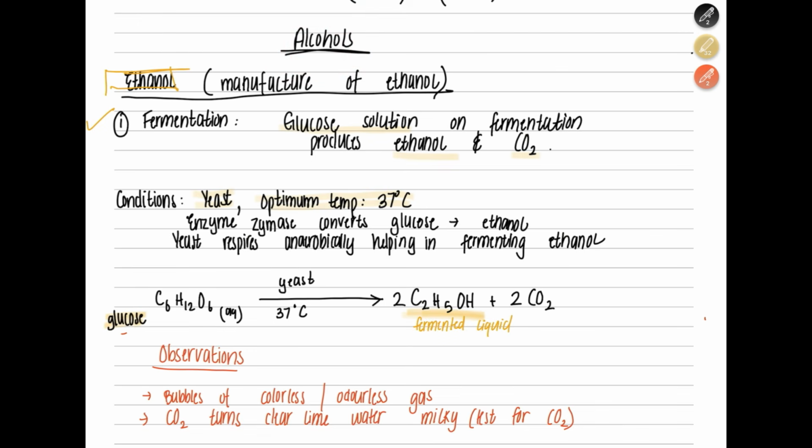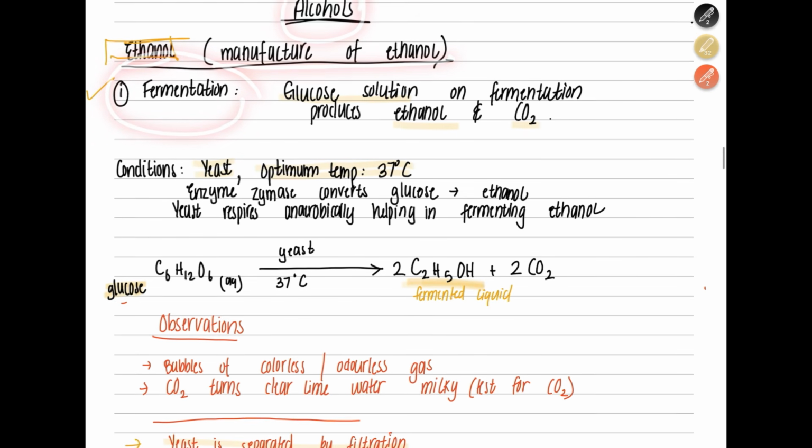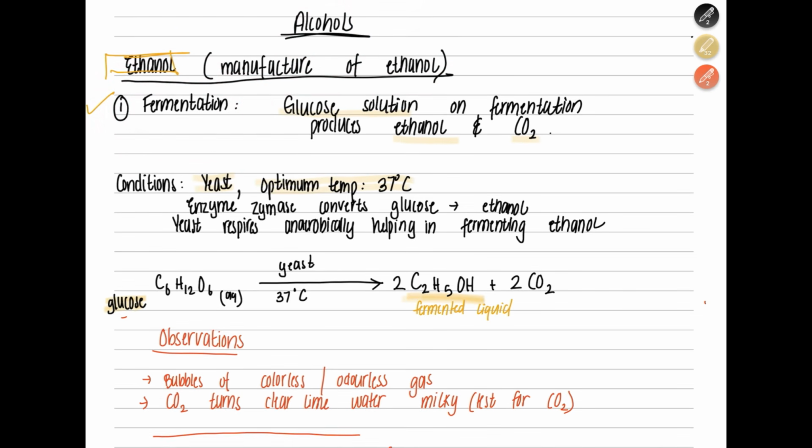Now let's look at some reactions for alcohols. We'll focus on ethanol. How is ethanol manufactured? There are 2 ways. The first way is fermentation. Basically, glucose solution on fermentation. If you have a glucose solution and you ferment it, you get ethanol and carbon dioxide.